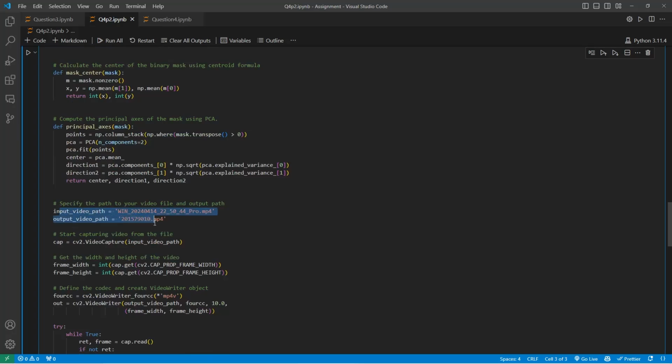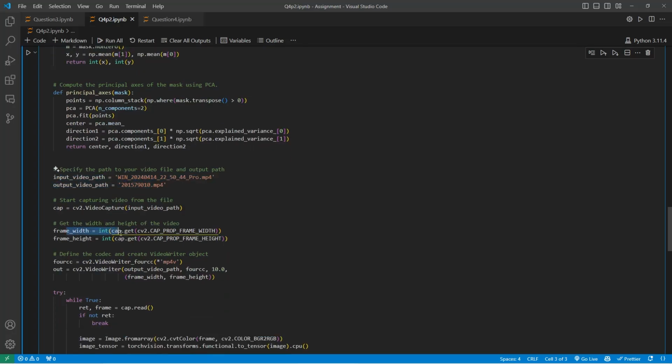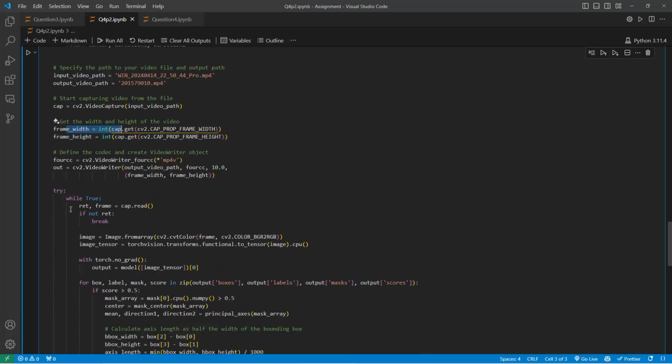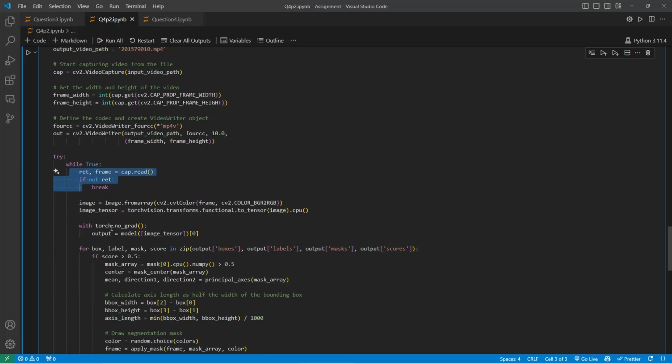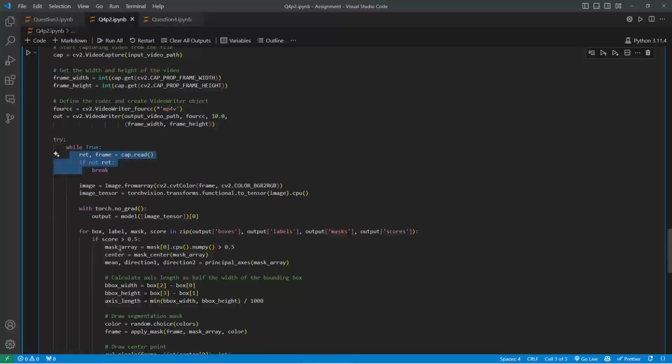Much of it is just input and output file, getting the frame height, reading the input file, and then for each of the input file, we first get the mask array. Well, we firstly input into the model.